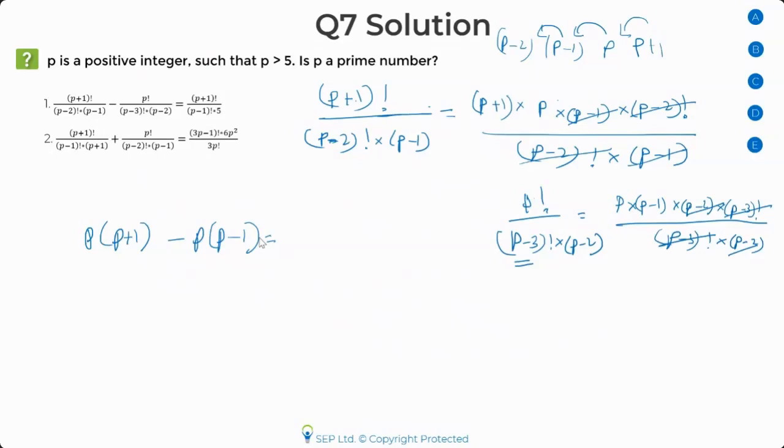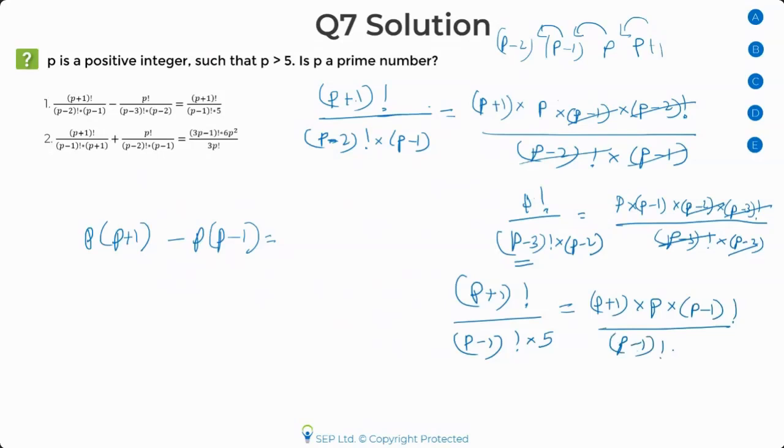If you still have doubts, I can see 10% people are saying no. Please ask questions, guys, that's totally okay. Last case, (p plus 1) factorial by (p minus 1) factorial times 5. Okay, I have a 5, great. But I have a p minus 1, so I'll write this as (p plus 1) times p times (p minus 1) factorial by (p minus 1) factorial times 5. Again, (p minus 1) factorial will cancel out. I'll be left with p times (p plus 1) by 5.